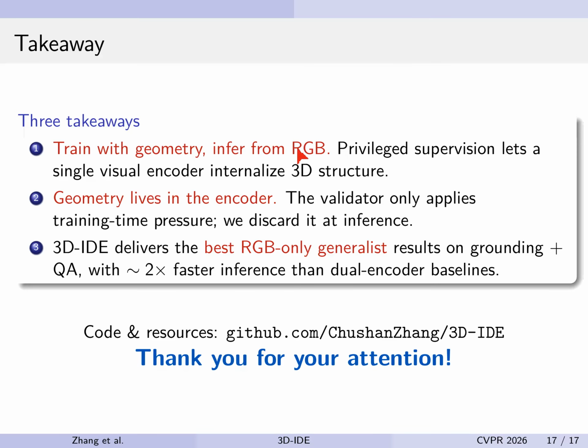To summarize, privileged supervision trains visual encoders with geometry and lets them infer from RGB while internalizing 3D structure. Geometry truly resides in the encoder, not in the validator. The validator only acts during training. Finally, we deliver the best RGB-only generalist results for grounding and QA, and achieve double the inference speed of dual-encoder baselines. Thank you for your attention, and our code is online.